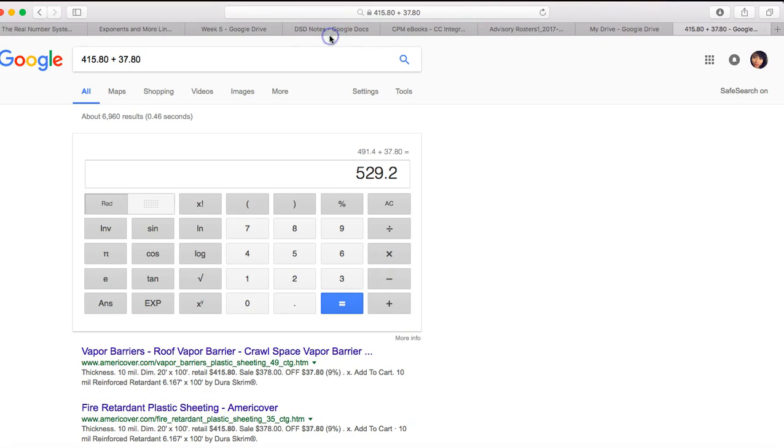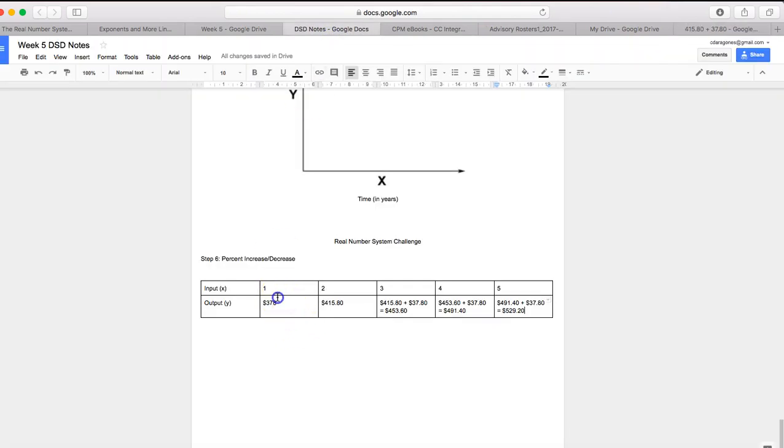So if our vet bills went up by 10% every year, 10% of the original $378, after 5 years, we would be paying a lot of money for the vet every year, $529.20. So it's a very large amount of increase over time.